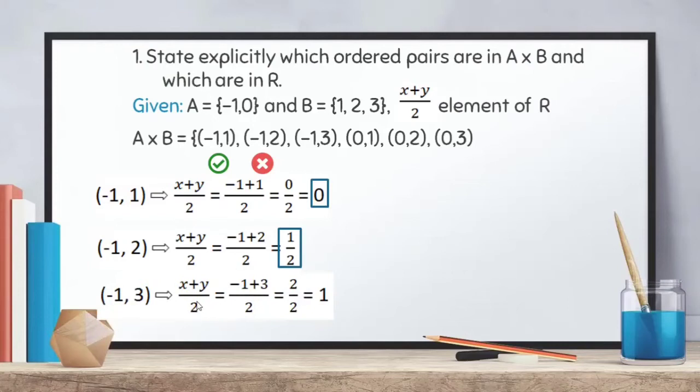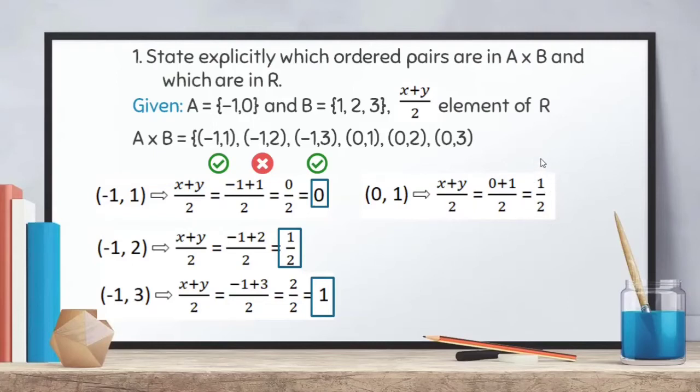So again, plugging in our values, we have negative 1 plus 3 all over 2. And the answer is 2 over 2, and that is equal to 1. And 1 is an integer, right? And so it is an element of R. Okay, so now let's go to the fourth element, (0, 1). So again, plugging in the values, that is 0 plus 1 all over 2, and that is equal to 1/2. Since 1/2 is a fraction, therefore it is not an element of R.